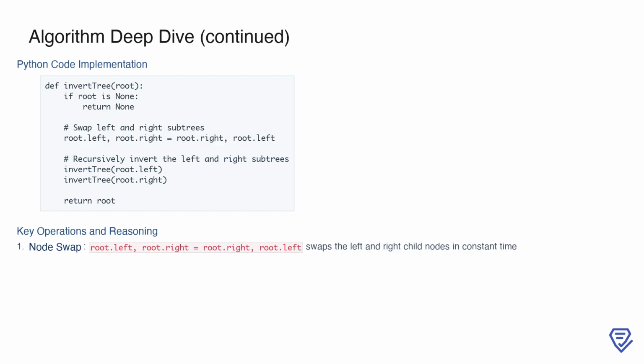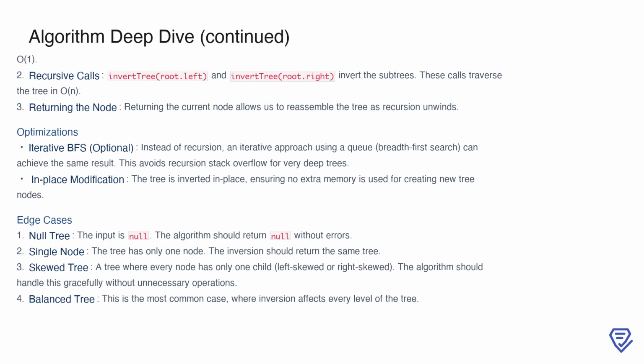The key operation here is the node swap, which is performed in O(1) time for each node, ensuring that the algorithm remains efficient. Recursively traversing the tree through calls like invertTree(root.left) and invertTree(root.right) ensures that each subtree is processed independently, and since every node is visited exactly once, the traversal takes O(n) time. Returning the current node after processing allows the tree to be reassembled as the recursion unwinds.